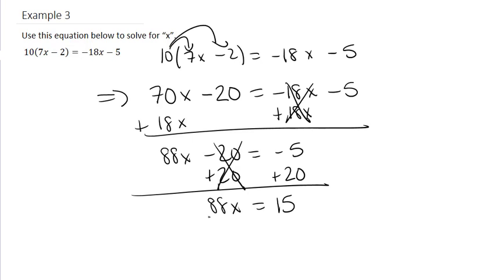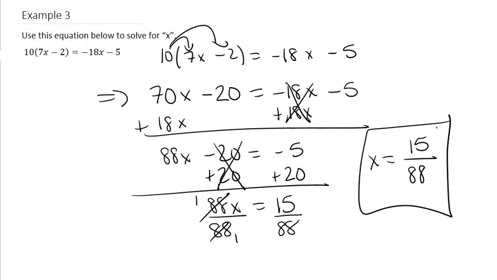Now the next thing we do is divide by 88 on both sides. This gets rid of it over here. And so we're left with x is equal to 15 over 88. And that would be our solution to this problem. So let's try to do one last example.